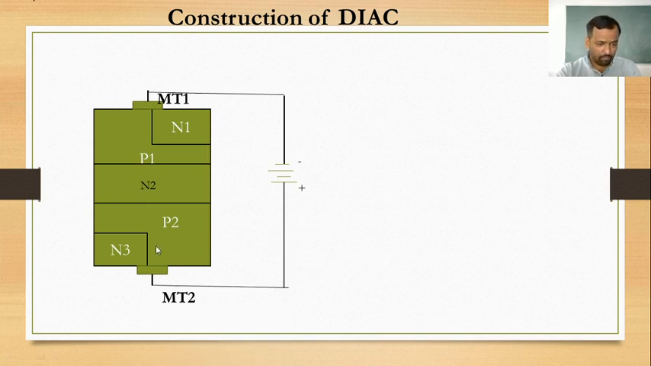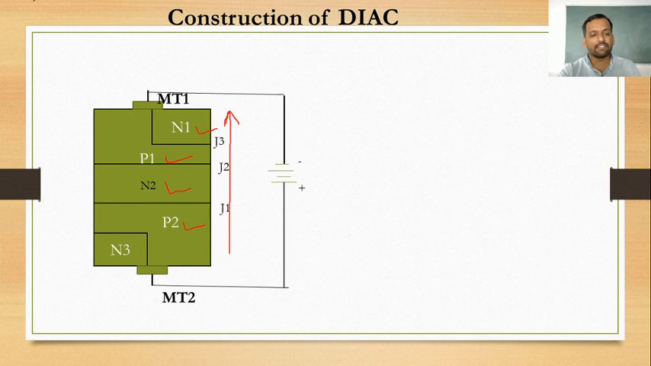Now, in the reverse direction, that is when MT1 is connected to the negative terminal and MT2 is connected to the positive terminal, then four layers of SCR2 will get activated. Which four layers? P2, N2, P1 and N1. And current will flow from MT2 to MT1. When there is a sufficient amount of voltage, that is, voltage equal to the breakover voltage, then and only then will current flow.